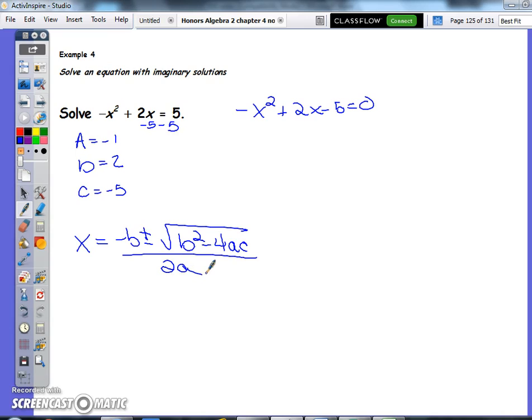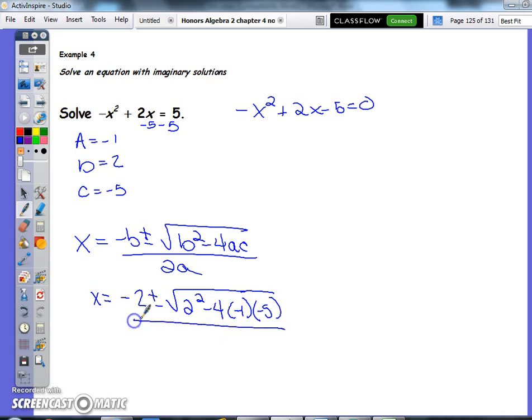So let's just plug in. So you get x equals -2 plus or minus the square root of 2 squared minus 4 times a, which is -1, times c, which is -5, all over 2 times -1. And let's just do some math.